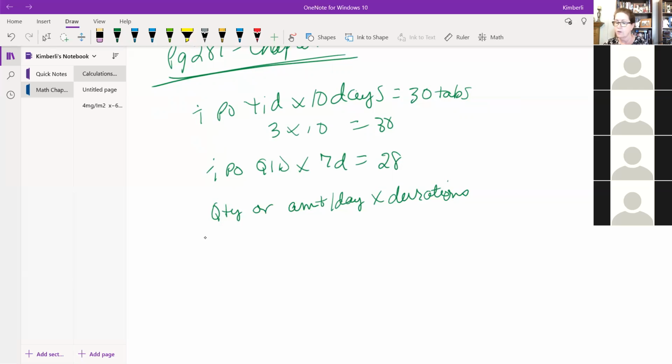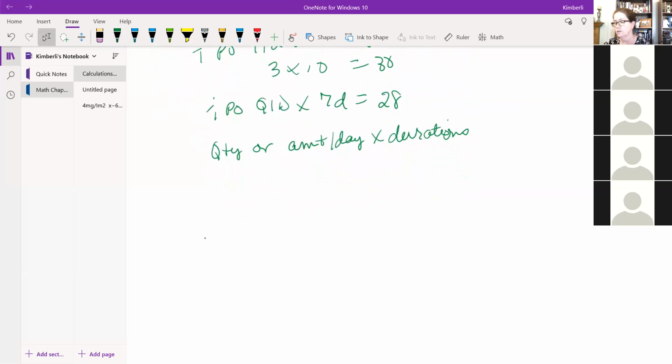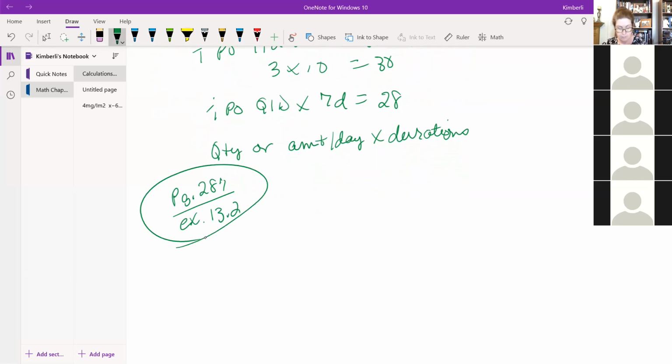Look at the bottom of page 287, example 13.2. A doctor prescribes Cefdinir. Cefdinir's brand name when it first came out was Omnicef, Omni meaning everything, because it's a cephalosporin that is supposed to be good for everything. We don't use it that often, so clearly it doesn't cure everything.